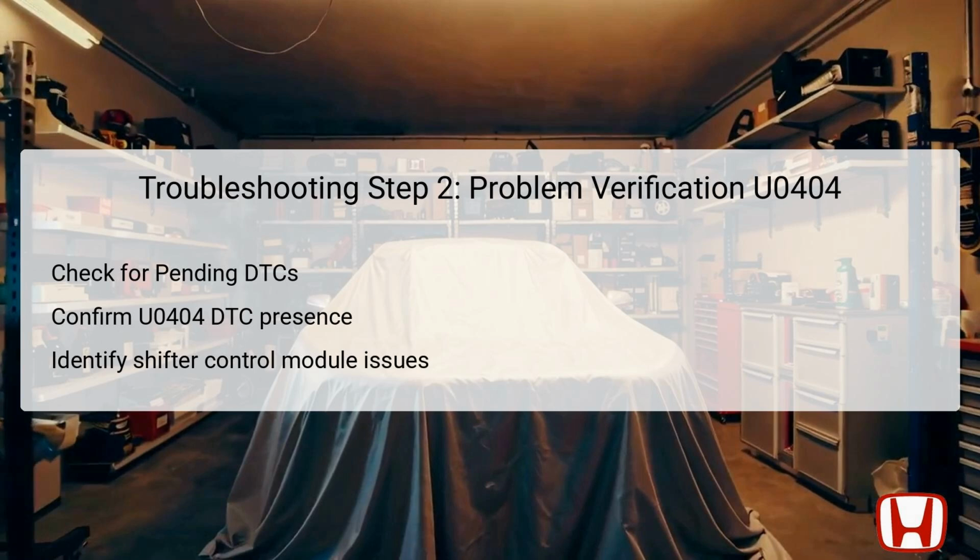In the second troubleshooting step, it's critical to verify the problem indicated by the DTC. Again, check for any pending or confirmed DTCs using the HDS. If DTC U0404 is still present, this indicates that the fault has been duplicated, leading to a high likelihood of a malfunction in the SBW shifter control module. This is a specific indication that could warrant replacing the entire SBW shifter assembly.